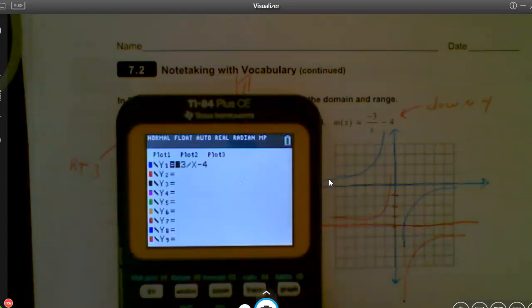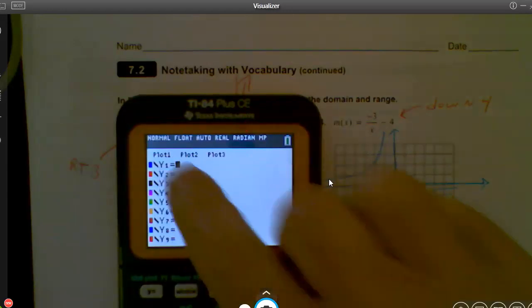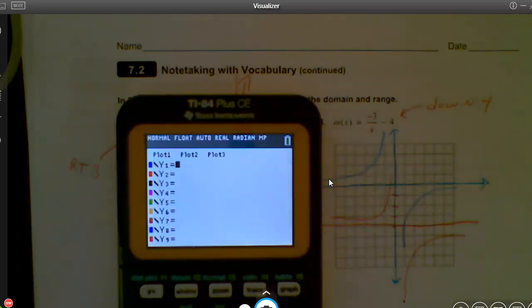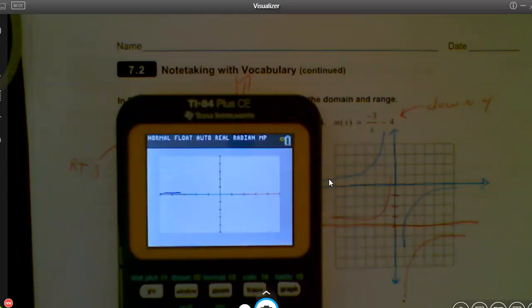Actually, we can even do it this way. I'll do the parent function like I did the blue graph, and that one will be blue. So I'm going to do negative 1 over x as my parent function. And now I'm going to put in the negative 3 over x minus 4. So now it'll look exactly like mine does. So the first one's going to come up blue. That was the parent function for a negative graph. And here comes the red one.